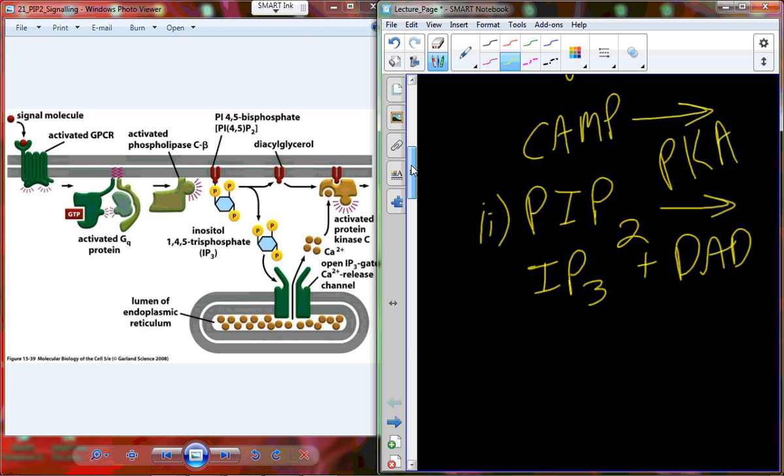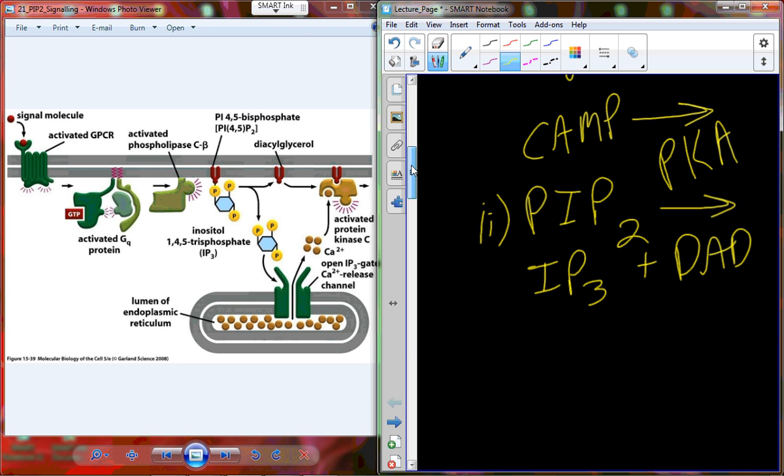Phospholipase C is a lipase, and it is going to break apart the phospholipid. It's going to cleave the phospholipid. When we cleave it, I'm left with two parts of PIP2. Those two parts are IP3, which you can see has three phosphates here, so this is inositol triphosphate, IP3, and then diacylglycerol, which is basically the leftover legs of the phospholipid. Okay? So I now form two different molecules.